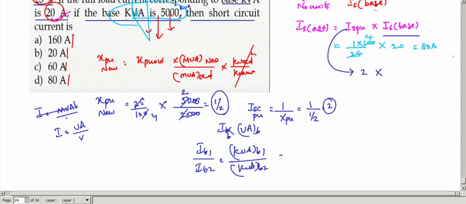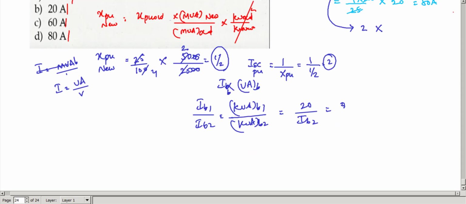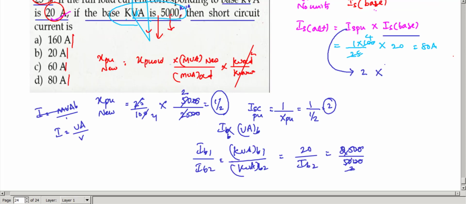So I base 1 is given 20 amperes. I want to find IB2. So kVA base 1 is how much? 2500. 2500 divided by 5000 is half, so IB2 is 40 amperes. Two into 40, what is the answer here? 80 amperes. Answer is 80 amperes.